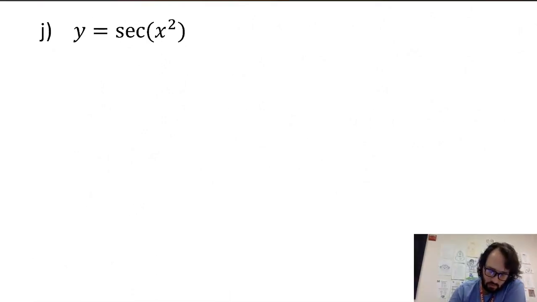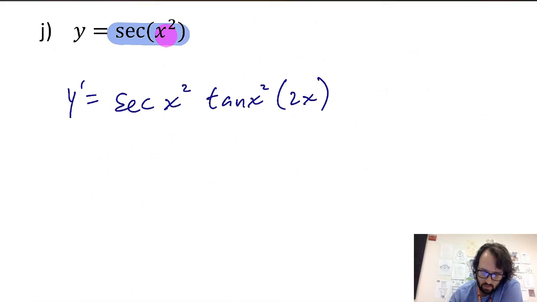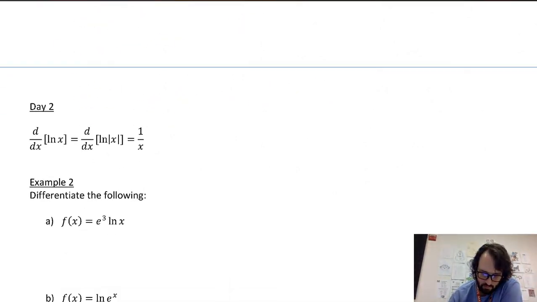All right, so here, again, still using the chain rule, my outermost function is just secant. So I'll do y prime is secant, and keep your inside the same. Even though it's secant tangent, you need to make it x squared in both instances. Then you have the derivative of x squared, which is 2x, and that would be it. That would be your derivative. Okay, I think that's the end of day 1.